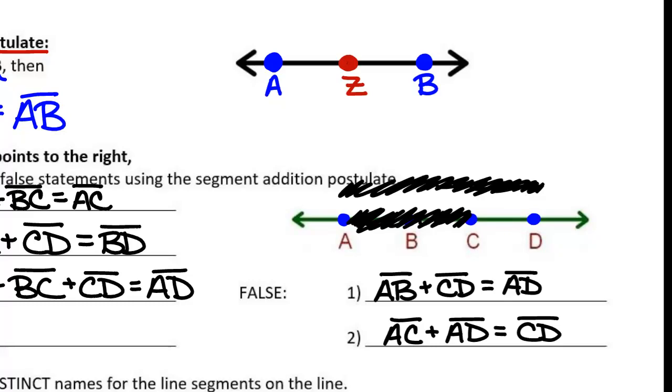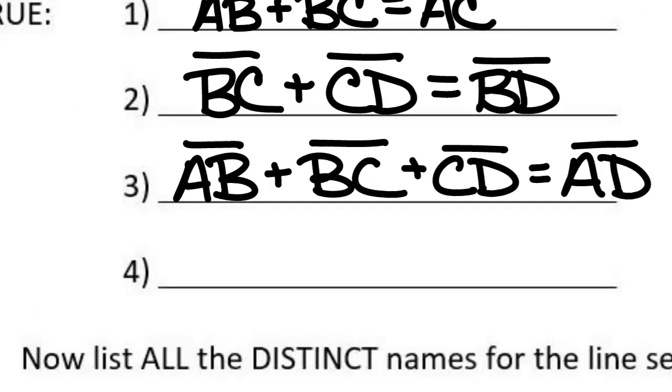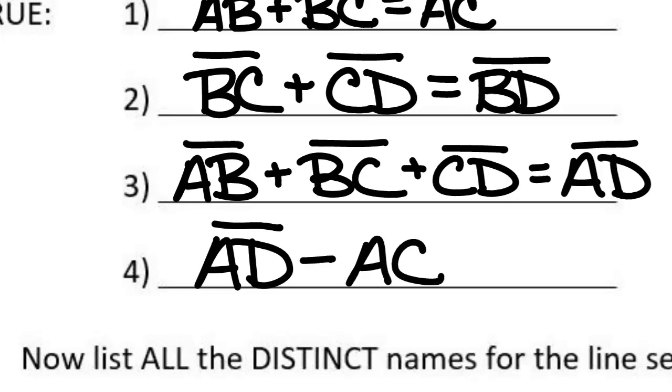We'd have to subtract. Let's write that down in the true statements then. Which one is the biggest one? AD. So I'm going to take AD, and then I could take away AC. If I have that whole line segment AD, and I take this much of it away, I'm left with CD.